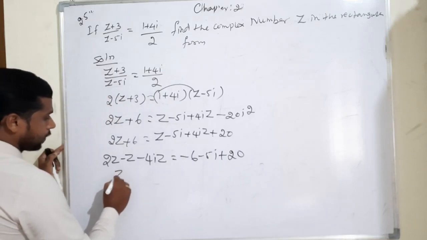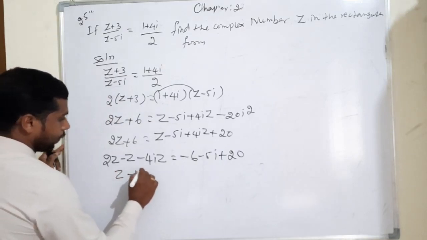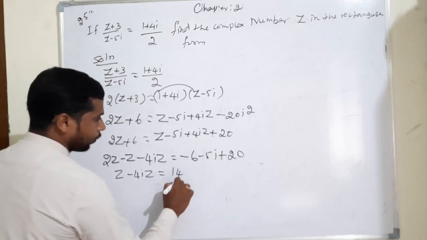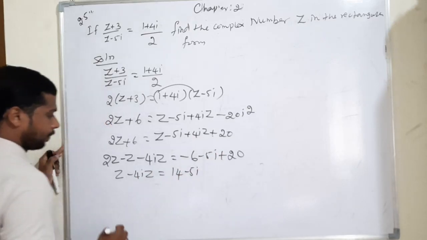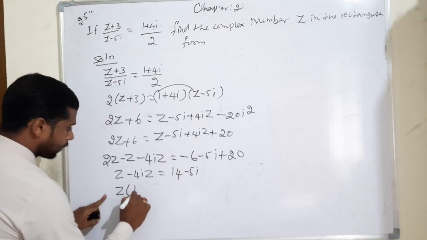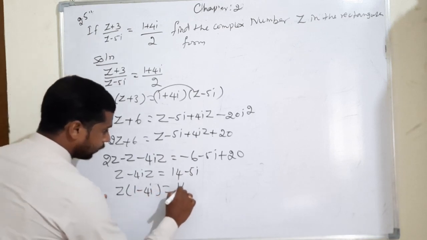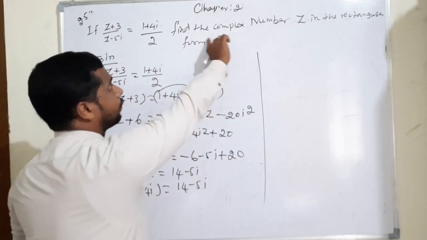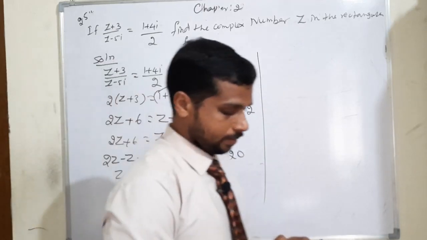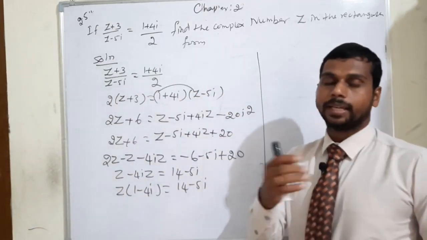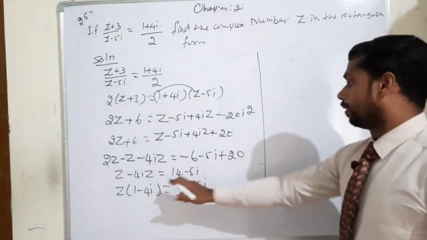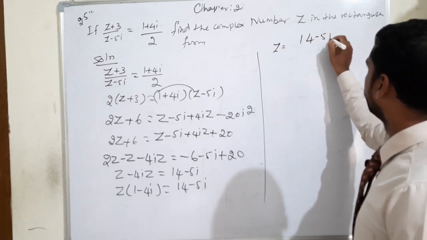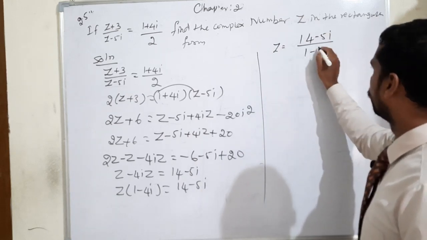2z minus z means z, minus 4i z, is equal to 20 minus 6, that is 14 minus 5i. Again, taking z common outside, we get (1 minus 4i) z is equal to 14 minus 5i. We need to find the complex number z in rectangular form. Rectangular form means x plus iy form. Therefore, z is equal to (14 minus 5i) divided by (1 minus 4i).